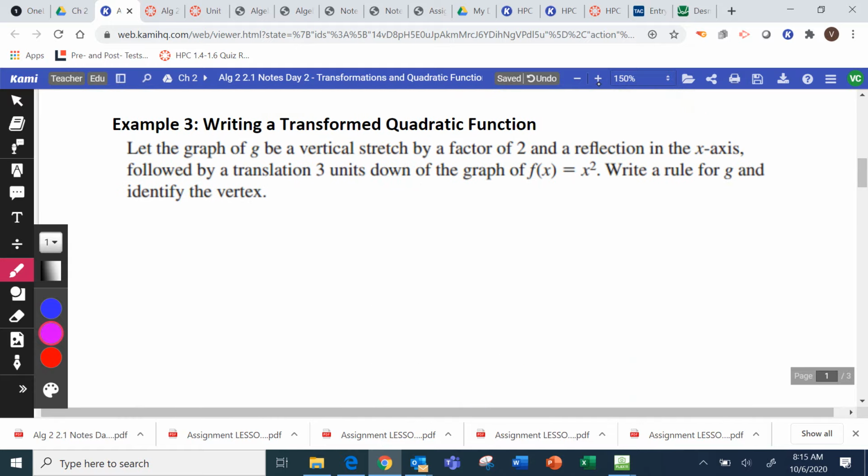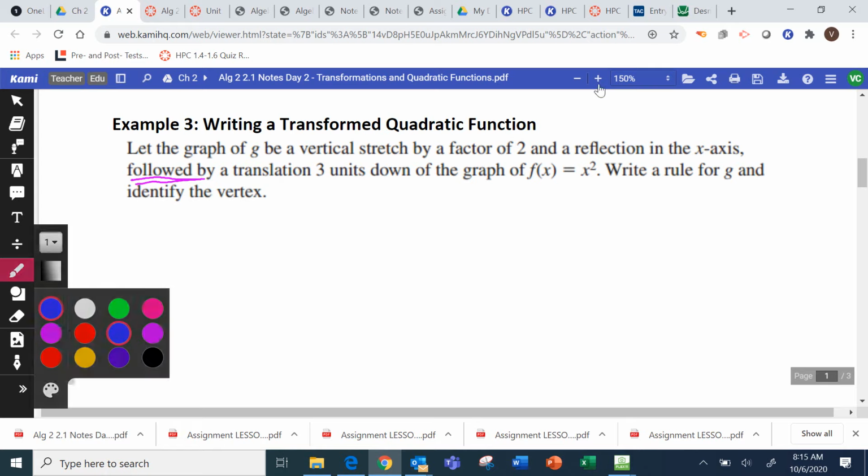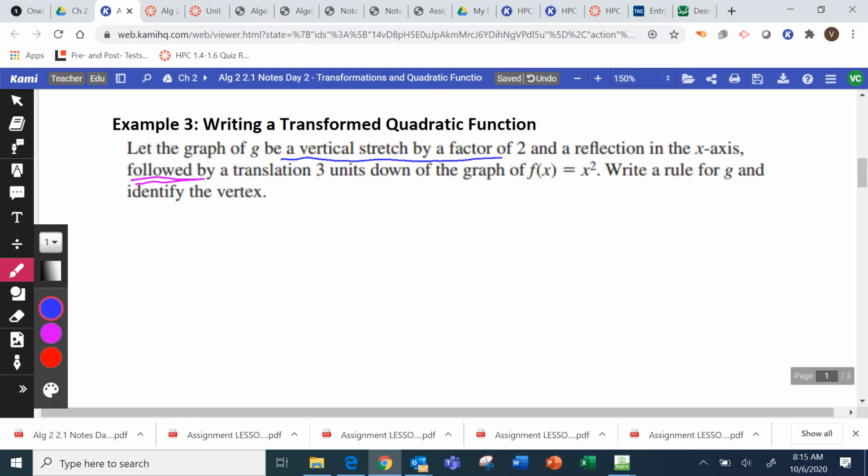So let the graph of g be a vertical stretch by a factor of 2 and a reflection in the x-axis, followed by a translation 3 units down of the graph of f of x equals x squared. We're going to write the rule for g and identify the vertex. Okay, so we have the words followed by. We're going to do this in 2 parts. We're going to first do the vertical stretch by a factor of 2 and a reflection in the x-axis. We're going to do that by itself first.